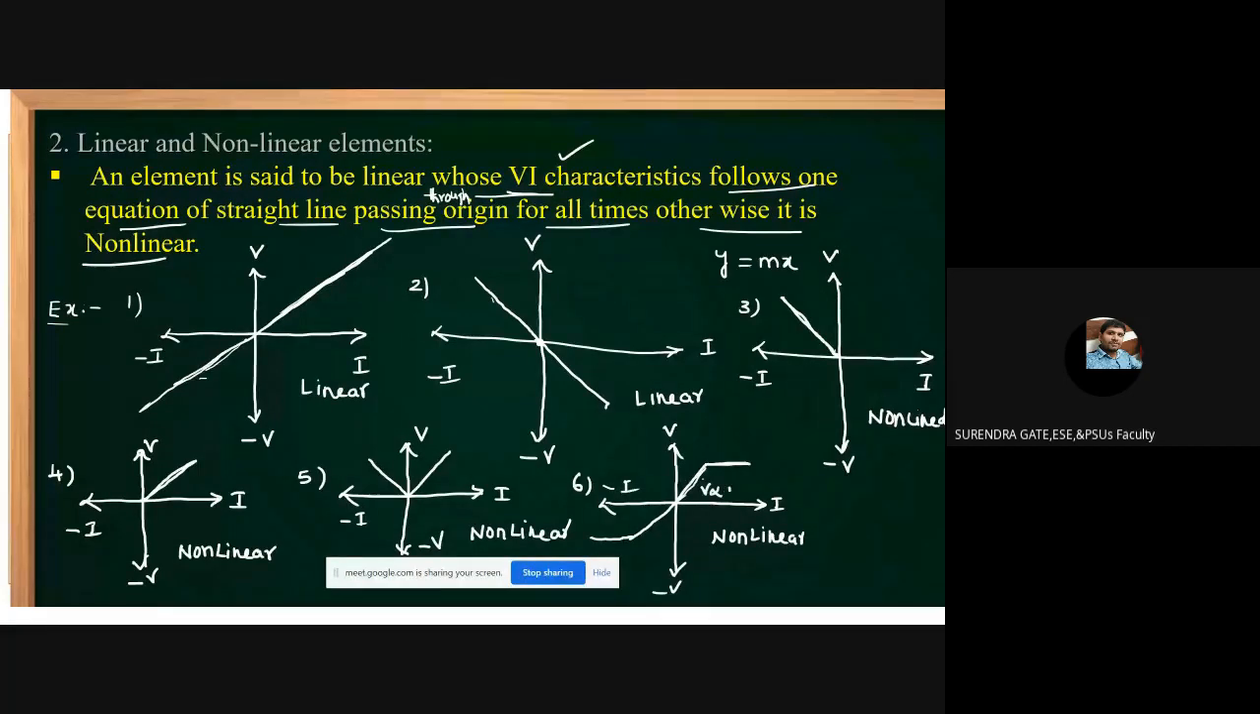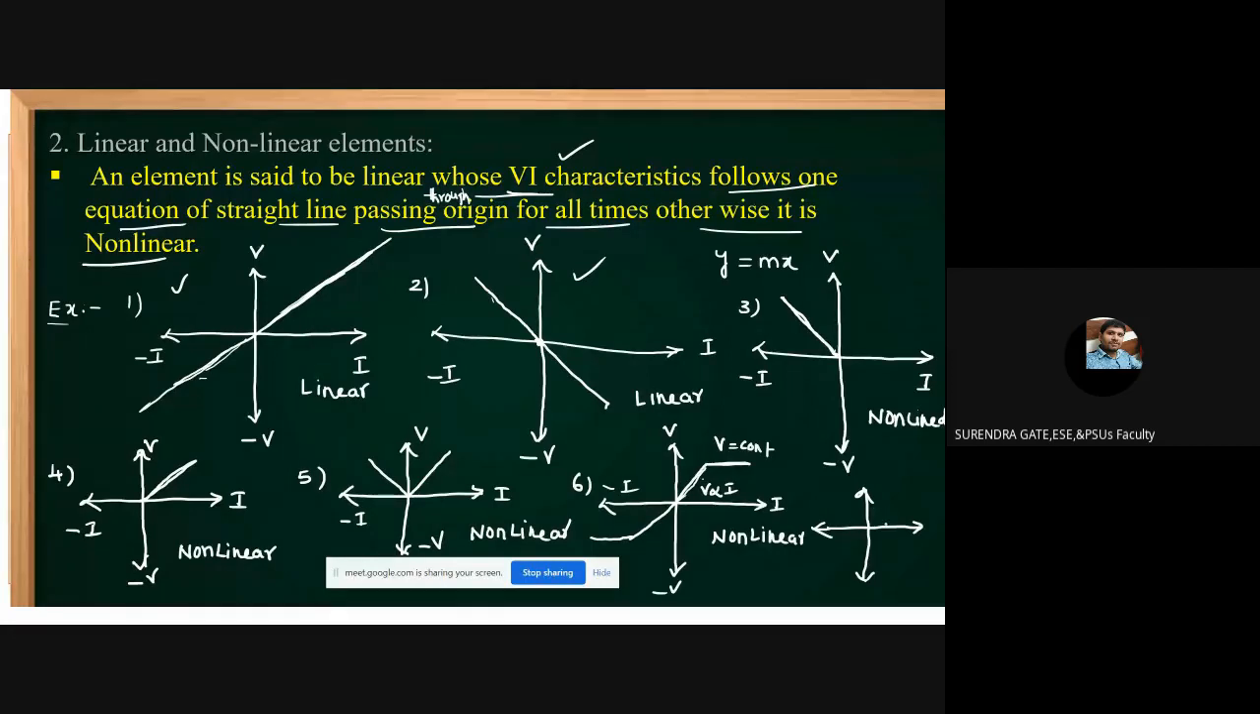Here V is proportional to I, but here V remains constant. That's why here V equals a constant. It is following two equations. That's why it is non-linear. Any characteristics other than these two, the remaining are all non-linear. Just remember it like this.